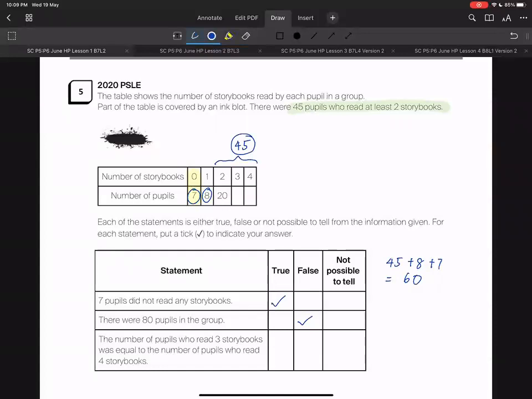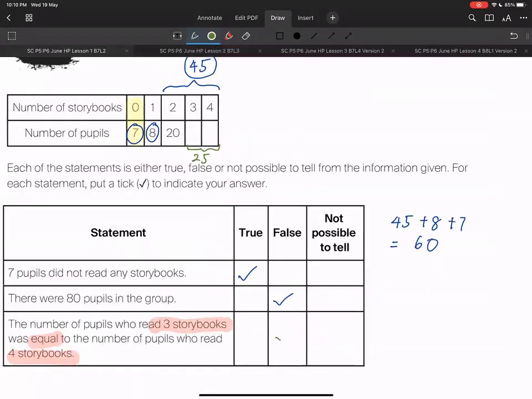For the last statement, the number of pupils who read 3 storybooks was equal to the number of pupils who read 4 storybooks. If we get 45 minus 20, we have 25. Is it possible for us to get an equal number? No, right? Because 25 is not a multiple of 2. We can't divide by 2. So it is false.